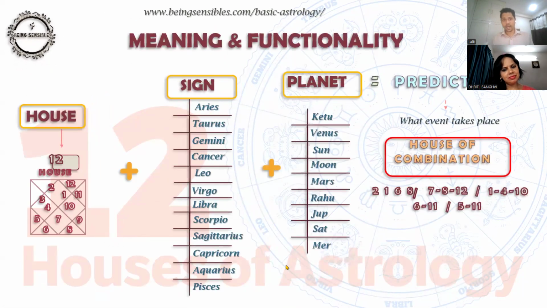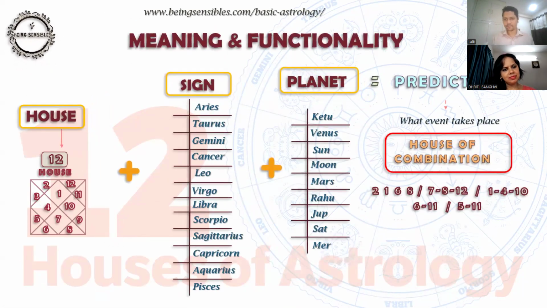Now I'm going to go with the house, sign, and planet. Ultimately, collaborations of house, collaboration of sign, and collaboration of planet help you, or anyone, to understand the prediction. And it can be done through the houses of formations.